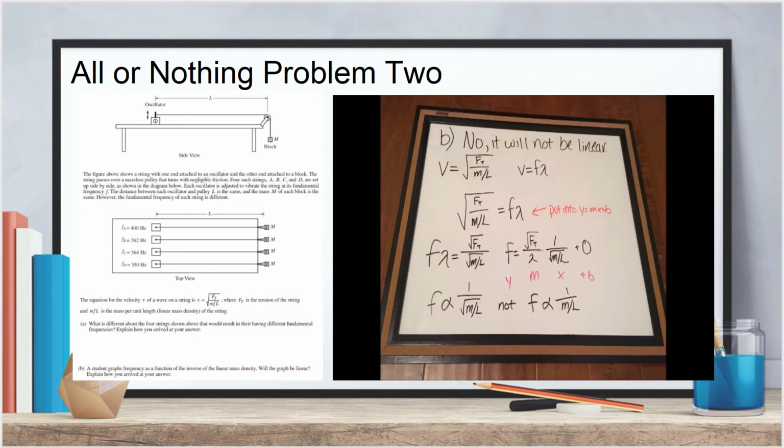We can do this by rearranging the variables to get f is equal to the square root of force of tension over wavelength times 1 over the square root of m divided by L. Because f is a function of 1 over the square root of m divided by L instead of 1 over m divided by L, it will not be linear.